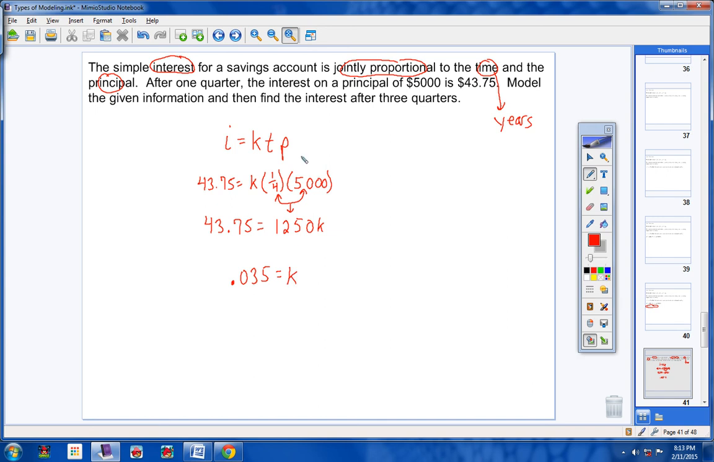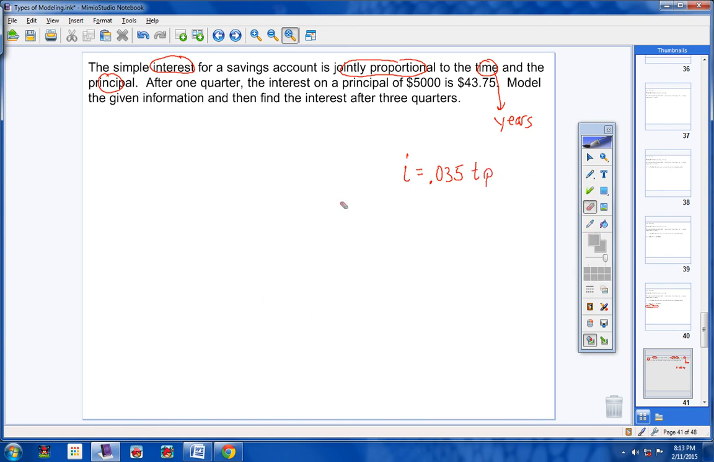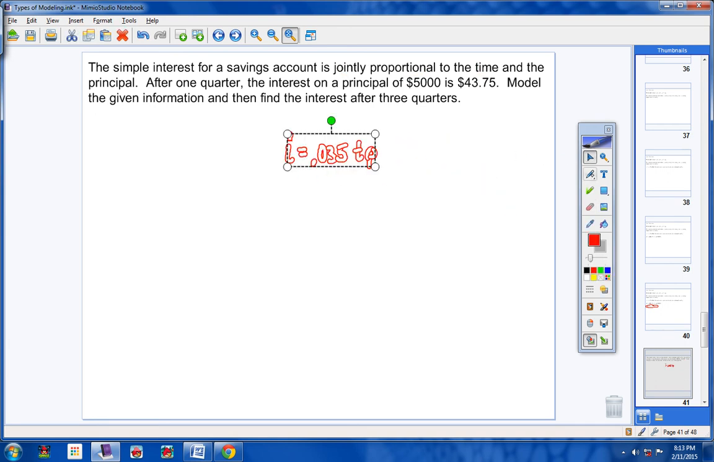So I found K. So now all that I have to do is rewrite my beginning model here, and I'll have the final model. So I equals 0.035 TP, and I'm good. I'm erasing this. I've got my final model that I can use. That's really helpful. And so here we go. Now I've modeled this. I've modeled the situation right here.